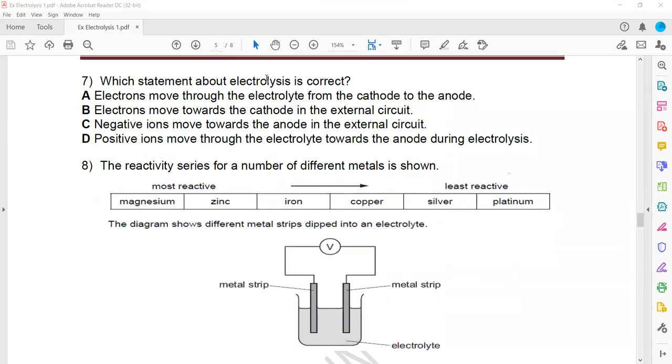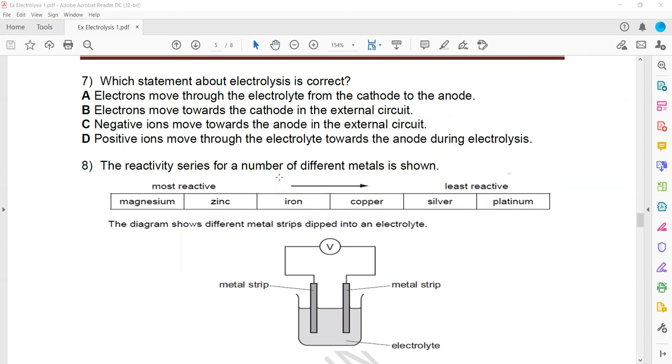Which statement about electrolysis is correct? Electron moves through the electrolyte. Electron does not move through the electrolyte. That's totally wrong. Electron moves towards the cathode in the external circuit. That's true, because if this is a battery, the external circuit, the wire and all, electron moves from the negative terminal of the battery towards the cathode. This is what happened. So that's why B is the right answer. The ions do not move in the external circuit. That's wrong. And positive ions do not move towards the anode. They are moving towards cathode.